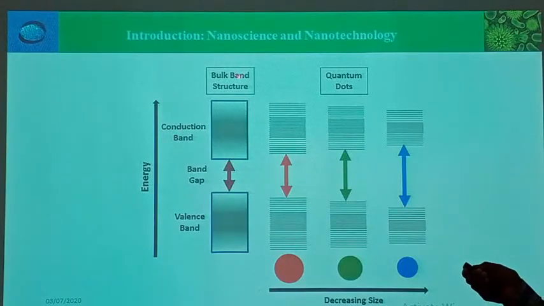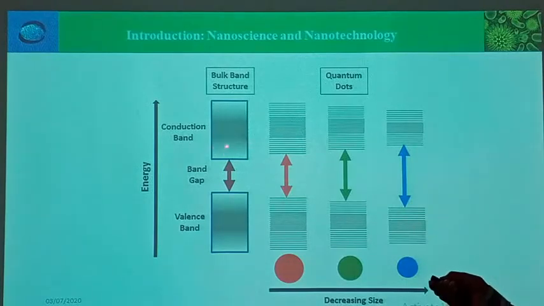We have already discussed the bulk band structure. In bulk material, here is the conduction band, here is the valence band, and you will find the bands are not in discrete states, they are in a continuous state, and the conduction band and valence band are separated with a finite gap, which is the band gap. In the case of quantum dots or nanomaterial at a very small size, you will find that again there is a splitting of energy levels and an increase in the band gap, and respectively when decreasing the size, you can find the blue shift.